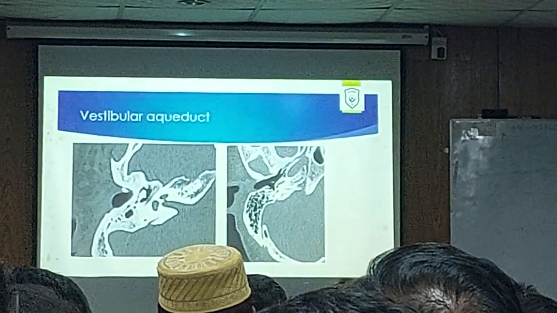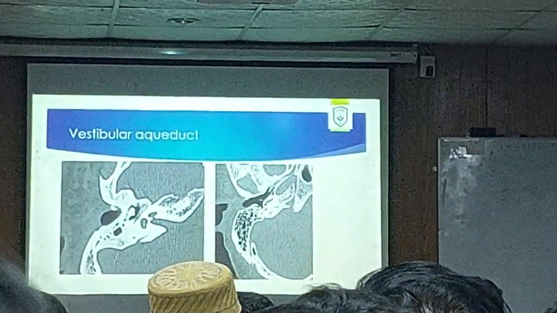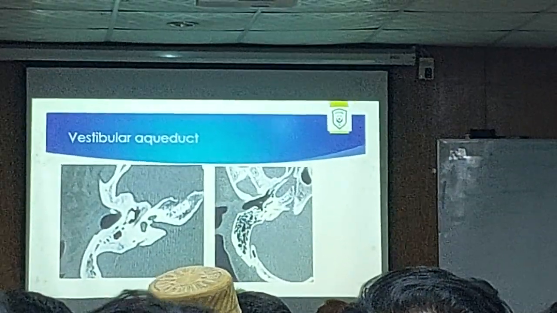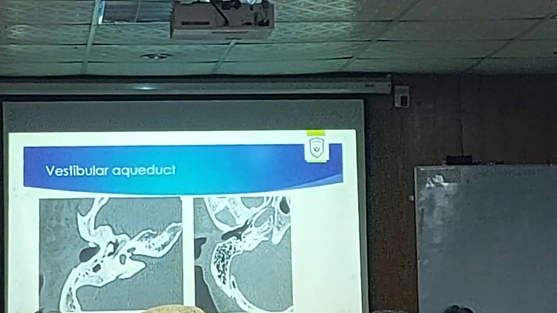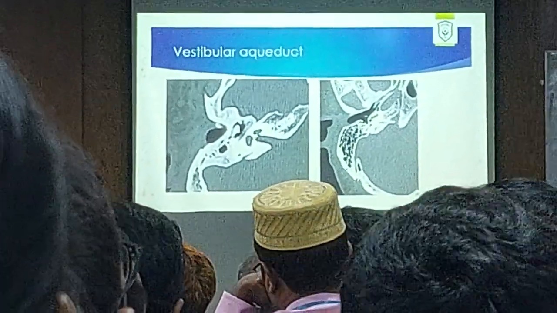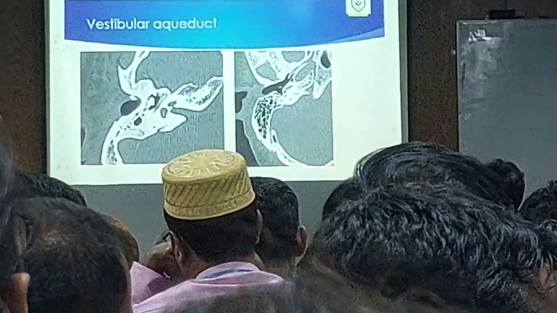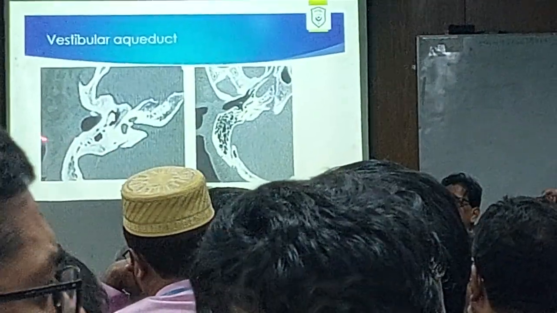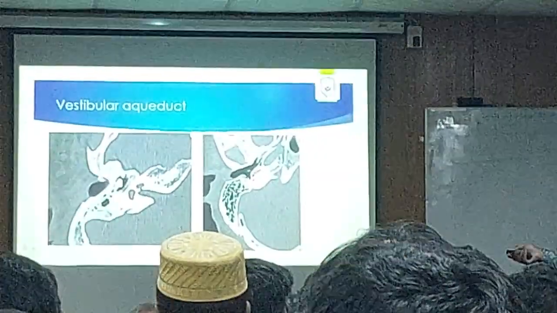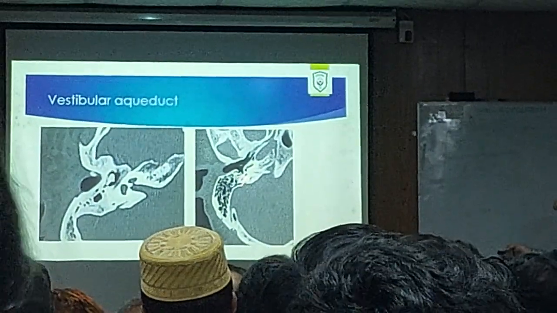Now the vestibular aqueduct. Here we can find the vestibular aqueduct. There is the posterior semicircular canal. Just behind the posterior semicircular canal, there should be the vestibular aqueduct. Sometimes it is wide, sometimes it is very narrow. There is an indentation area. This is the sigmoid sinus. Here the endolymphatic sac is just posterior to the semicircular canal and just anterior to the sigmoid sinus. Again, this is the posterior semicircular canal. Here is the vestibular aqueduct.